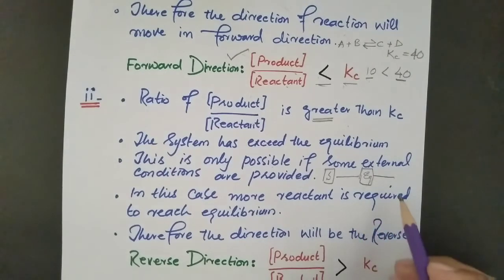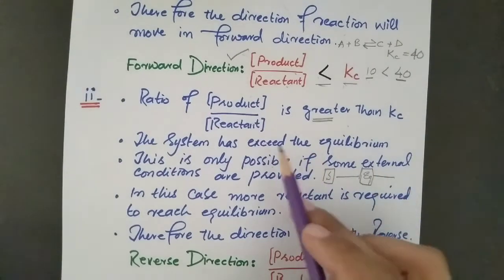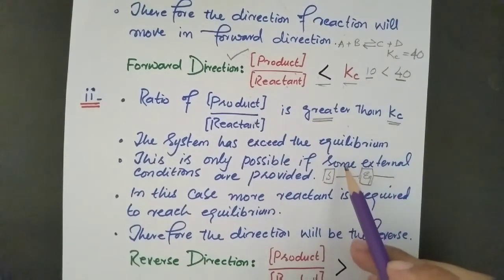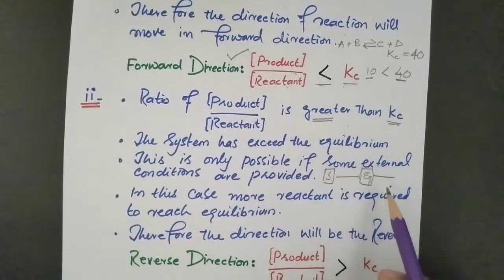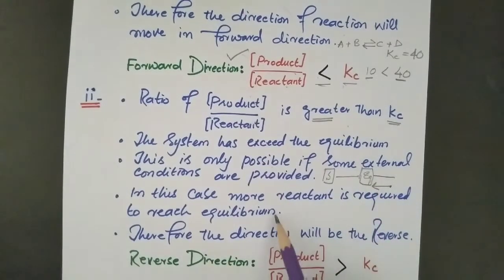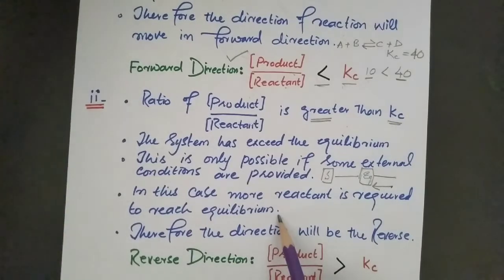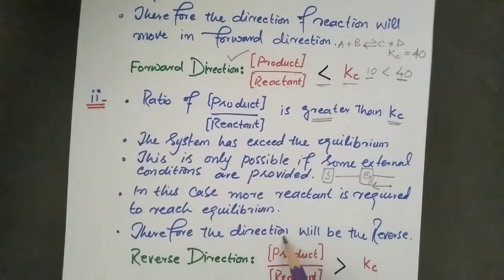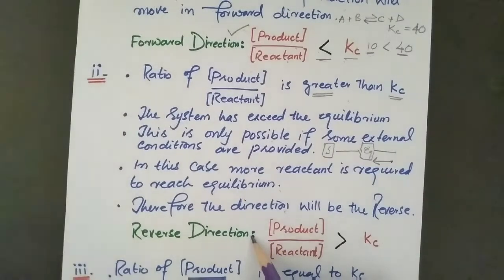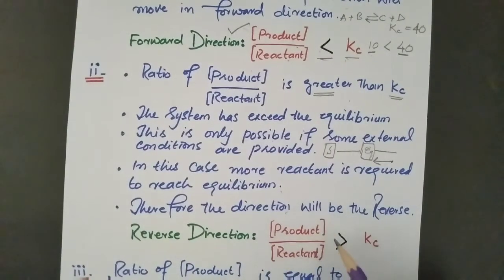When the reaction has exceeded the equilibrium condition, the ratio value will be greater than the Kc value. In this case, the reaction has to move in the reverse direction to achieve the equilibrium state. Therefore, the direction of the reaction will be reverse when the ratio is greater than the Kc value.